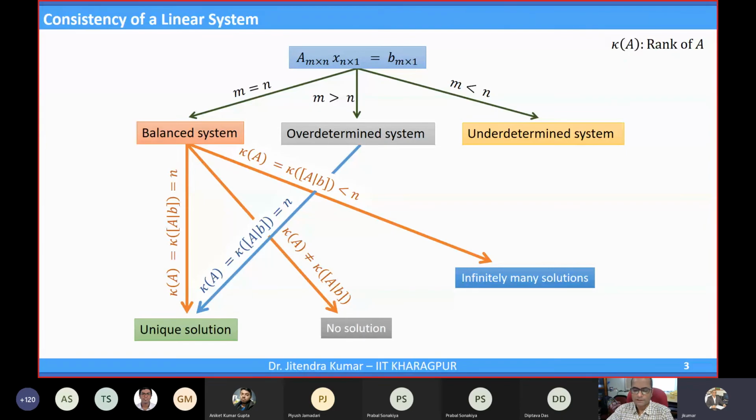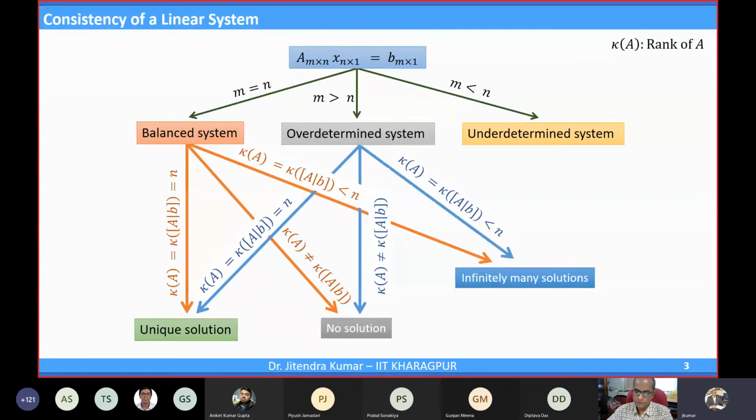And similarly for an overdetermined system, the same thing. If the two ranks are equal and equal to the number of unknowns, again you have the unique solution. And when these two ranks are not equal, we again have no solution, absolutely the same. And when the two ranks are equal but less than the number of unknowns, we say we have infinitely many solutions.